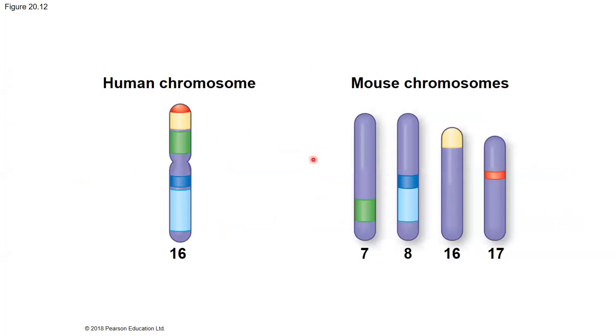Also, when scientists analyzed some mouse chromosomes, chromosome 7, 8, 16, 17, they found different regions in these 4 chromosomes that correspond to regions in chromosome 16. Okay. So here we can see that we have similarities in terms of the DNA segments within chromosomes from humans and chromosomes from other organisms.